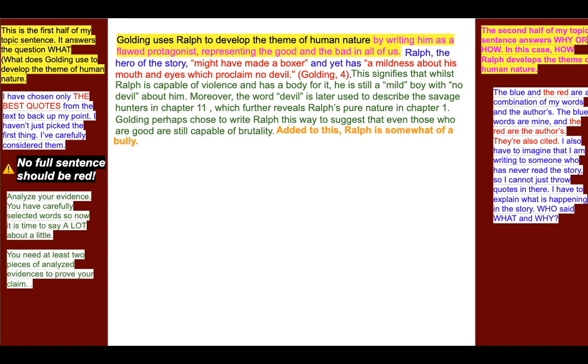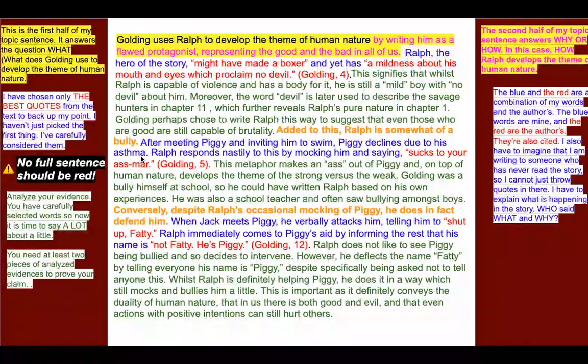I need another piece of evidence, so I've got a subclaim, a transition to this, using orange. So added to this, Ralph is somewhat of a bully. So I've said he's good and bad. I've got here, he physically looks both good and bad. His personality is somewhat bad. He's somewhat a bully. And I've given evidence for that. After meeting Ralph and inviting him to swim, Piggy declines due to his asthma. Ralph responds nastily to this by mocking him and saying, "Sucks to your asthma."